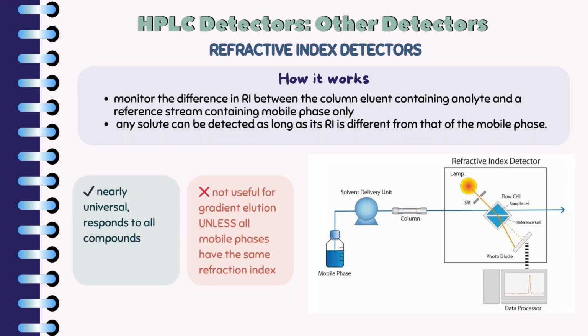Refractive index detectors measure differences of refractive index between eluted analyte and a reference stream that only contains the mobile phase. This is similar to comparisons between a sample and a blank in a spectrophotometer. This is universal and responds to all compounds. However, it is not useful for gradient elution where mobile phase composition is varied, unless the mobile phase gradients have the same refractive index.